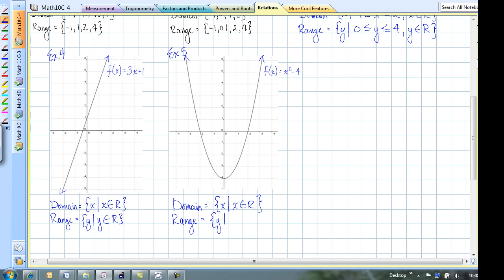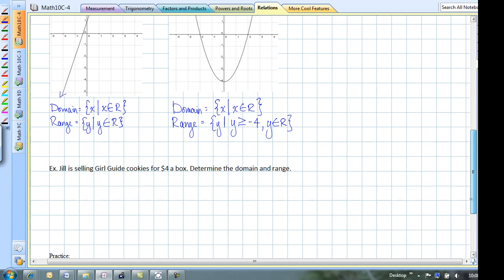In terms of my range, though, what do we notice is that there is a limitation. And what do we know is that we will never see anything less than -4. So what do we know is that y must be greater than or equal to -4, but at the same time, it can be all fractions and decimals in between, so y still belongs to the set of real numbers.